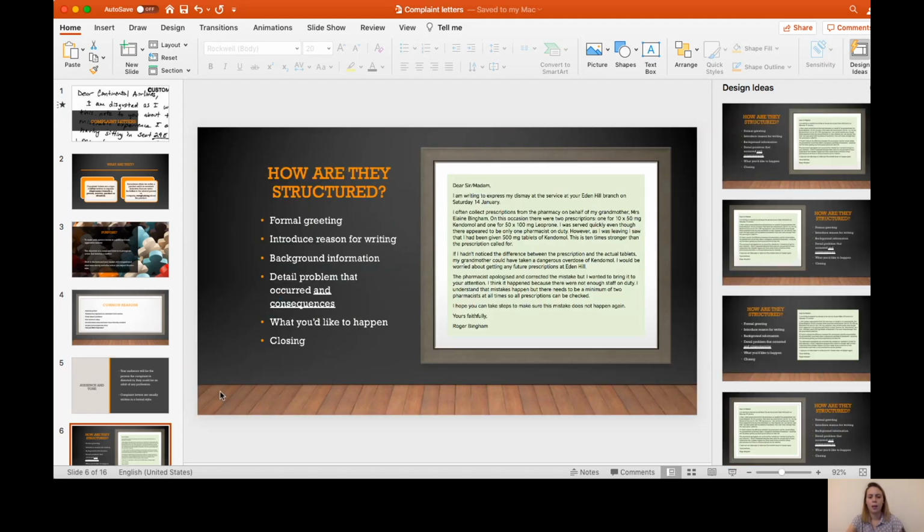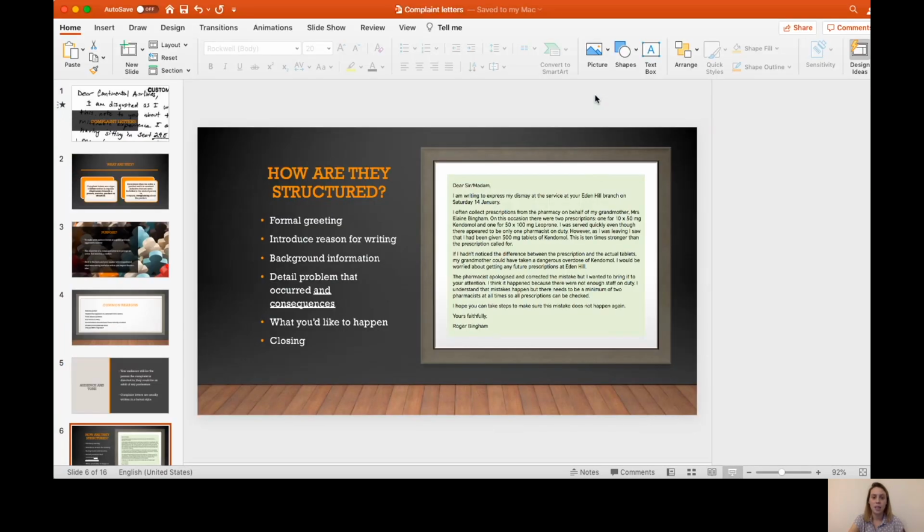Now, how are complaint letters structured? Well, I'm going to read this example out to you. Perhaps I can make it a bit bigger so you can see it even clearer.